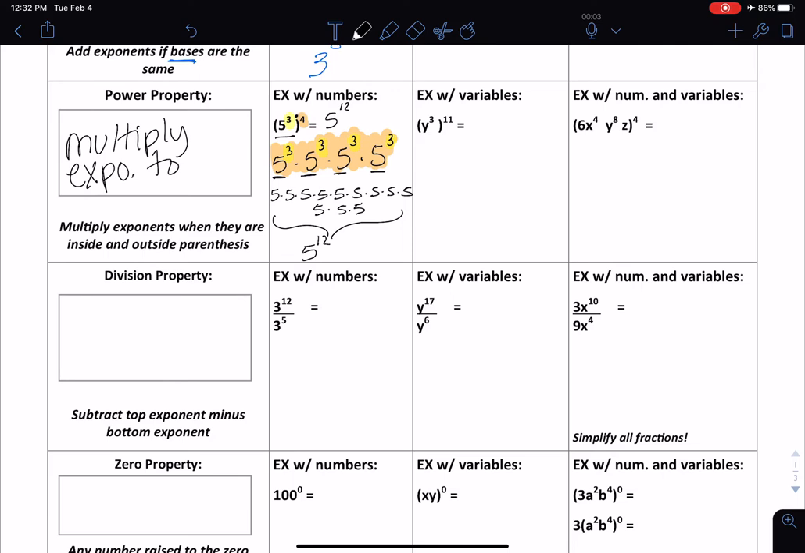And then I'll put on here a note to apply this to everything inside the parentheses. Oops, can't spell.